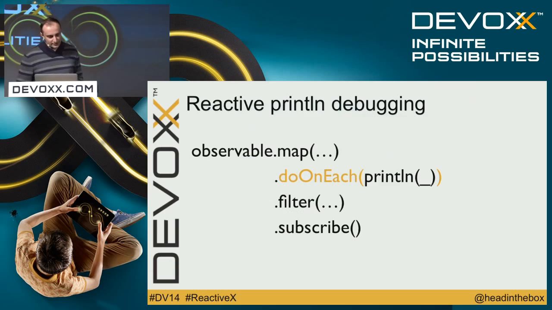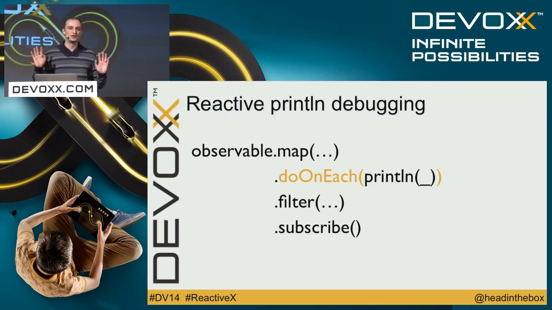So what I'm working on right now is reactive debugging. First, let's talk about how we would go about print line debugging in a reactive style. Say we're interested in all the events that get out of the map operator into the filter operator. We add the do on each operator in between them and just print everything that gets emitted. That way we can print line debug and, with luck, find our problem.